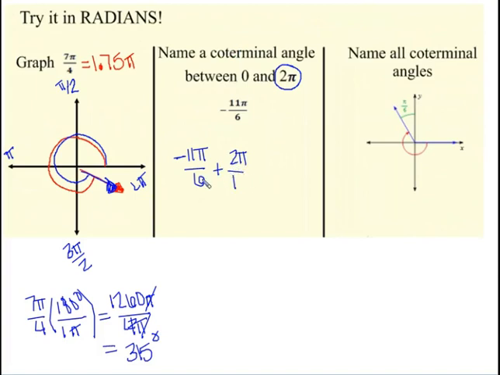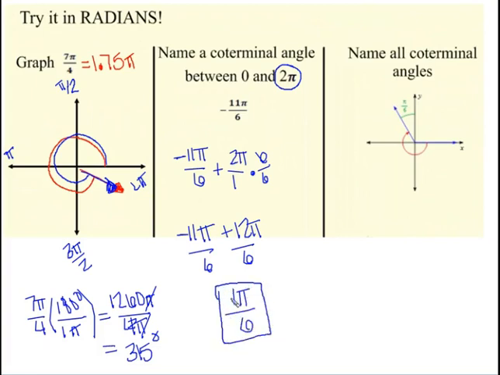Now in order to do this, we kind of got to get a common denominator because we're adding fractions. So to turn this 1 into a denominator of 6, let's multiply the top and the bottom by 6. So we're really left with 12 pi over 6 plus this negative 11 pi over 6. Now that we have a common denominator, we can add the tops. Negative 11 plus 12 is 1. So we're left with 1 pi over 6. And notice how 1 over 6 is in between 0 and 2. So there's our coterminal angle between 0 and 2 pi.